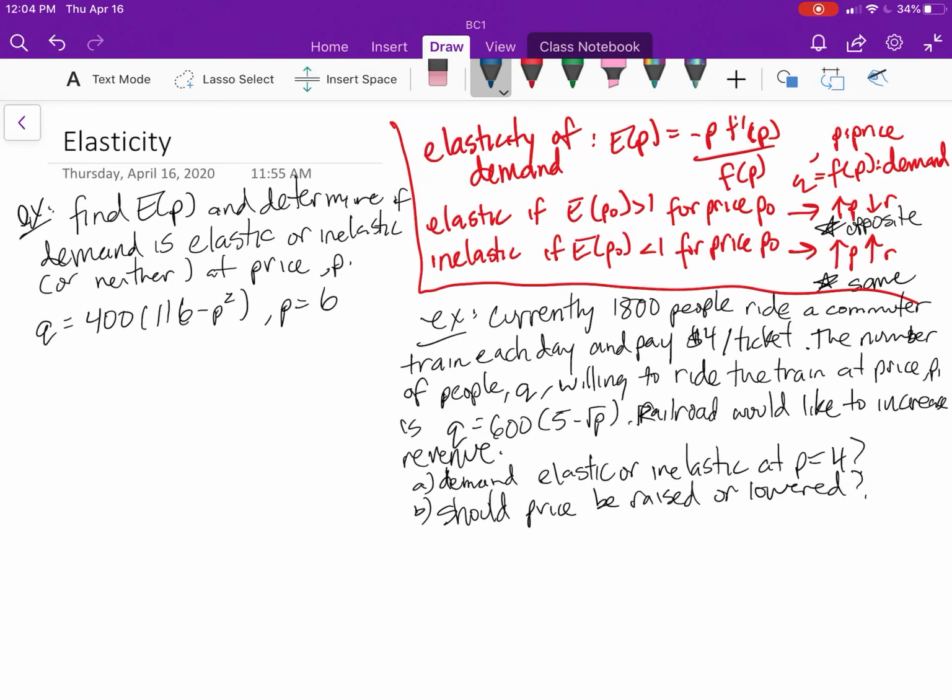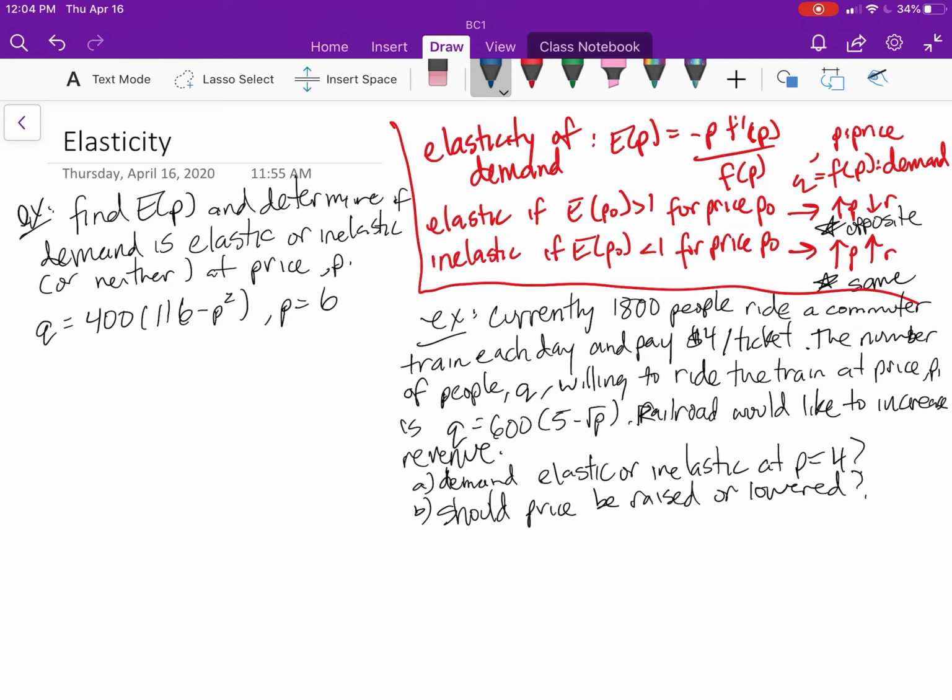Okay, in this video, we will look at elasticity, and in the upper right again, I wrote the equation used and kind of a quick little guide of what it means to be elastic or inelastic, but we'll make sense of that with an example.